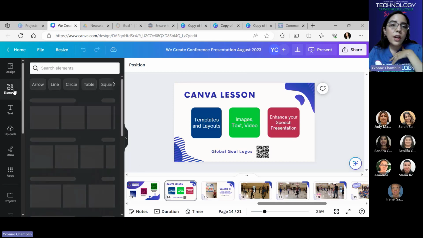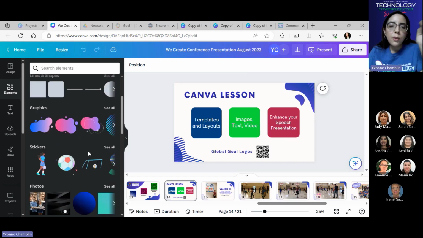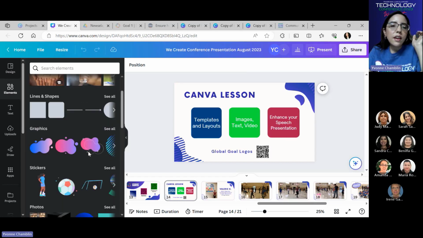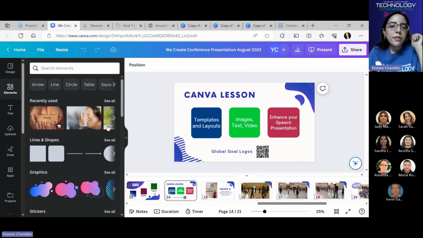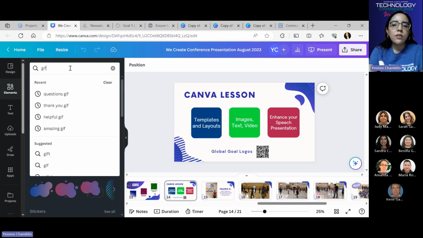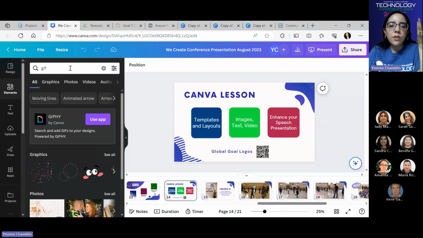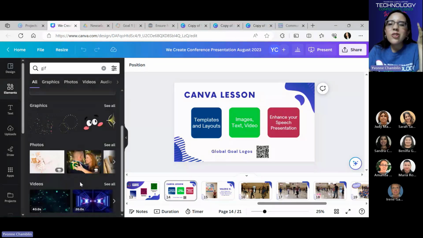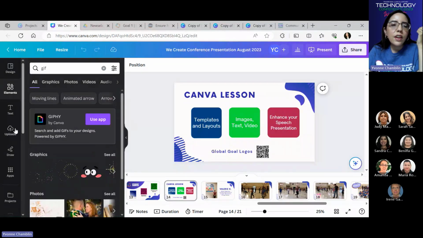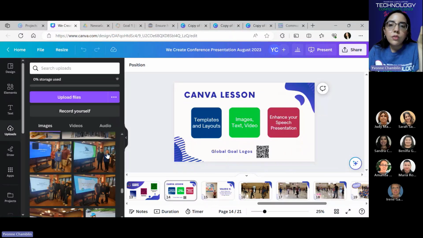Now, Elements is great. This is where you can find, of course, I know you'll probably already know this, a lot of things. Stock photos, creative graphics, the GIF files are neat too. I wouldn't overdo it on the GIF. I do it sometimes, but not all the time. But there's so many things in here that students can find to use.